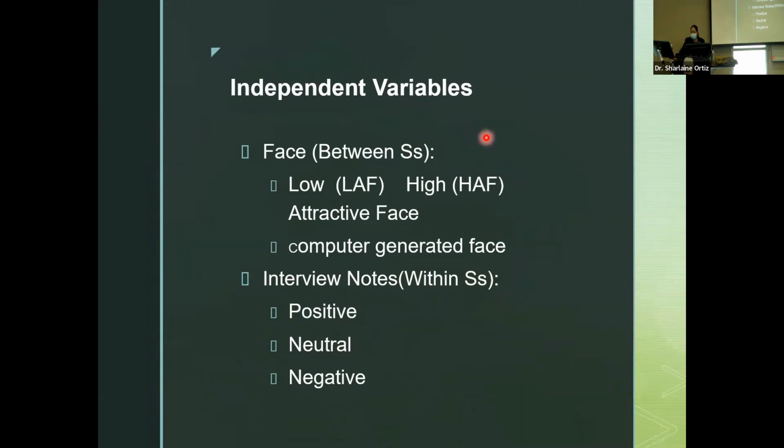Let's talk a little bit more about the independent variables, right? And we're still within that methods section, okay? We're in that methods section. Unless there are any questions. Good deal. Let's talk about the independent variables.